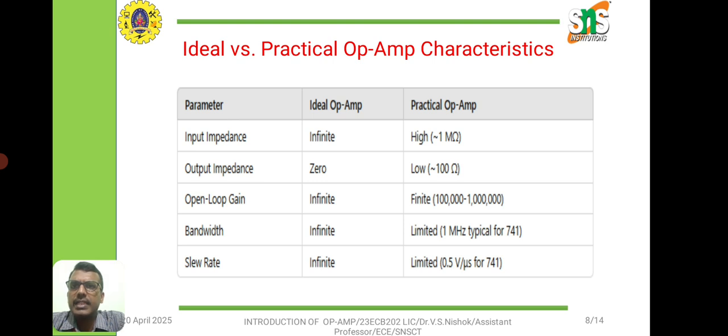But going to the practical case, when we connect the op amp to any circuit, we find that the input impedance of the op amp is very high but not infinite. The output impedance is low but not exactly equal to 0. Similarly, open loop gain is finite, bandwidth is limited and slew rate is also limited. So these are the main characteristics of the operational amplifier in the ideal condition and also in the practical condition. We can prefer only the practical characteristics.